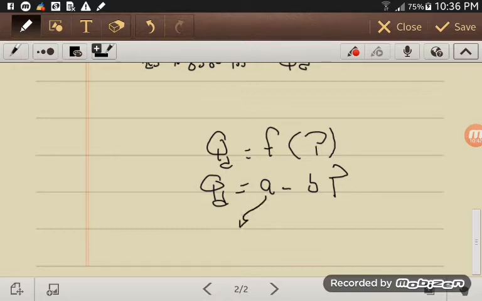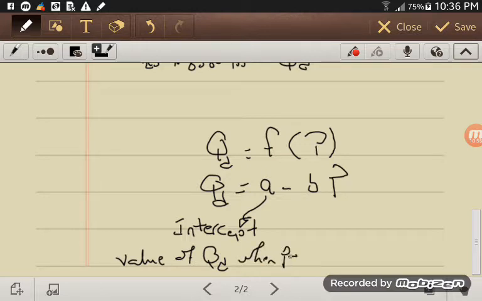A is known as the intercept, which is the value of QD when price equals 0. B is the slope, which is the change in QD over a change in price by 1 unit. The negative sign stands for the negative relationship.